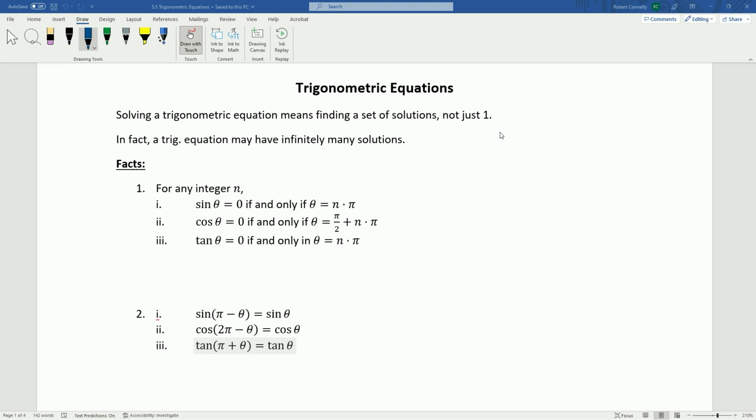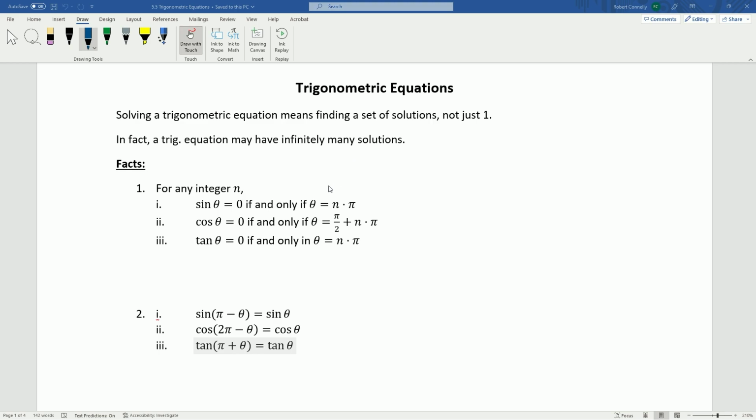And that should be pretty natural because a statement like sine of x equals 1, for example, has the solution x equals pi over 2, but it also has the solution of 5 pi over 2, and so forth and so on. So there are many x values you could plug in that would correspond to the same output. So in fact, trigonometric equations often have infinitely many solutions.